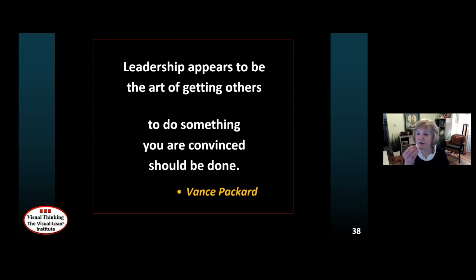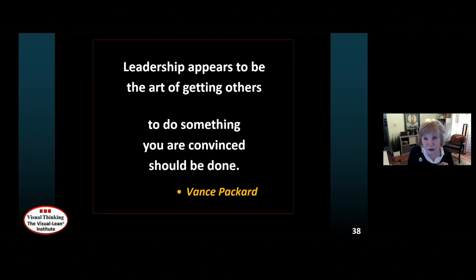So this is something that Vance Packard said. He was one of our first marketeers in the 1950s, 60s. I never read him. I was barely able to read at that point, or understand anything about management. But he said this almost: leadership appears to be the art of getting others to do something you are convinced should be done.